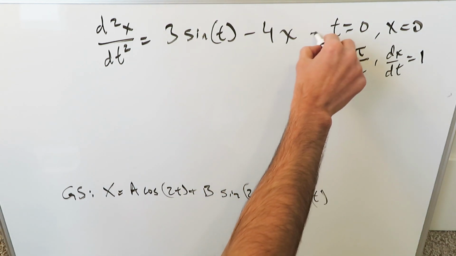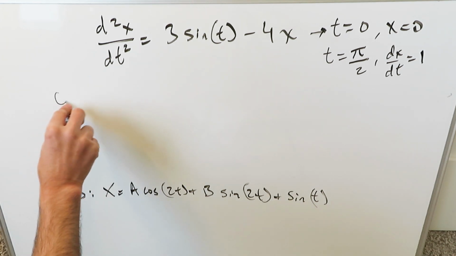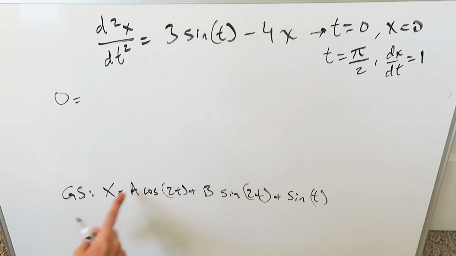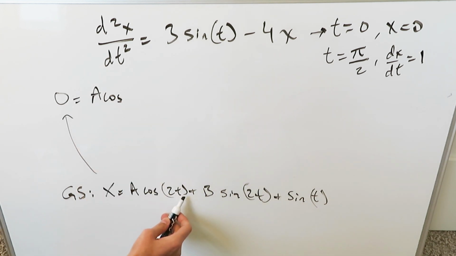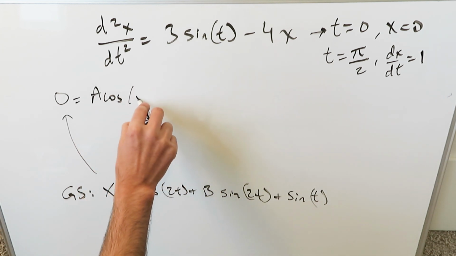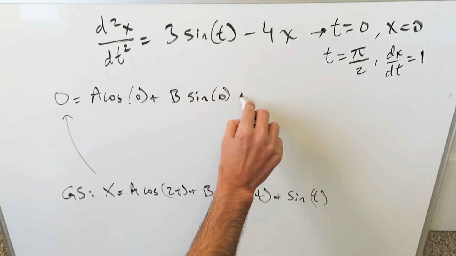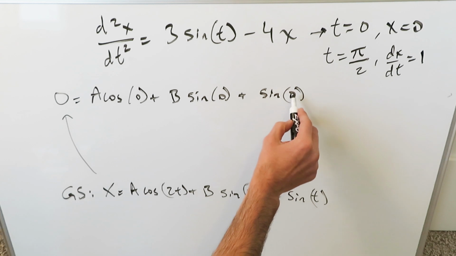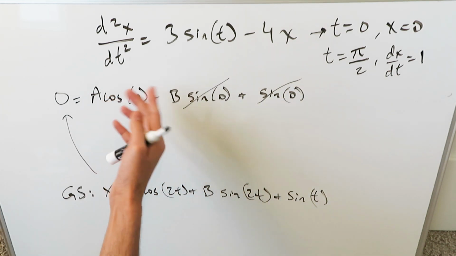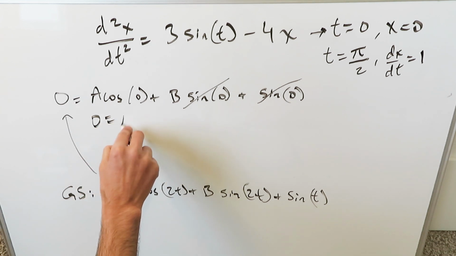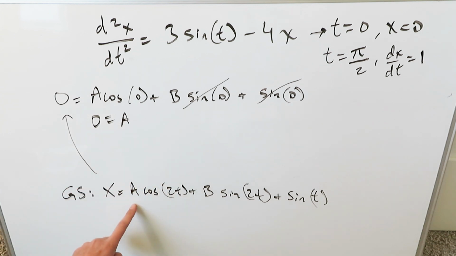You will utilize this set of values first. At time t equals 0, x is equal to 0, so plug them in. You have a cosine of 2 times 0, which is 0, plus b sine of 2 times 0, which is 0, plus sine of 0. Sine of 0 is always 0, so these go away. But cosine of 0 is not 0, it's equal to 1. So 0 is equal to a. We've determined the value of this arbitrary constant.